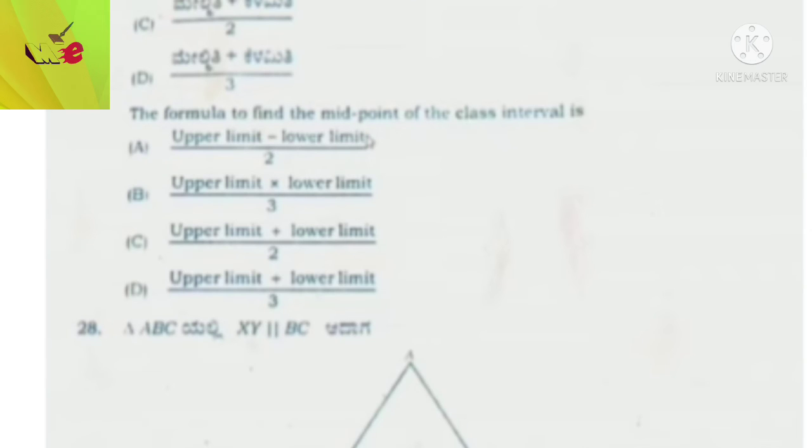Next one, 27th one: the formula to find the midpoint of the class intervals. Class interval midpoints, so how can we find the midpoints? That is the class mark. How can we find the class marks? That is upper limit plus lower limit divided by 2. So that is option C.